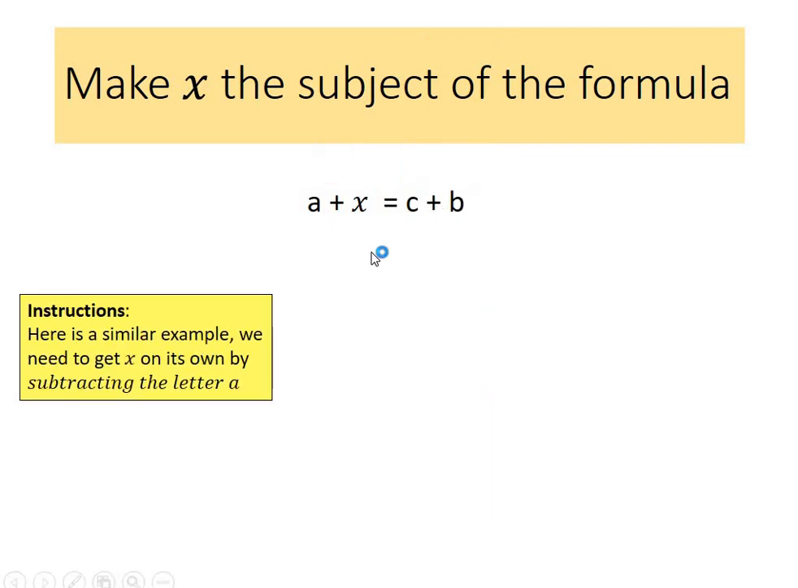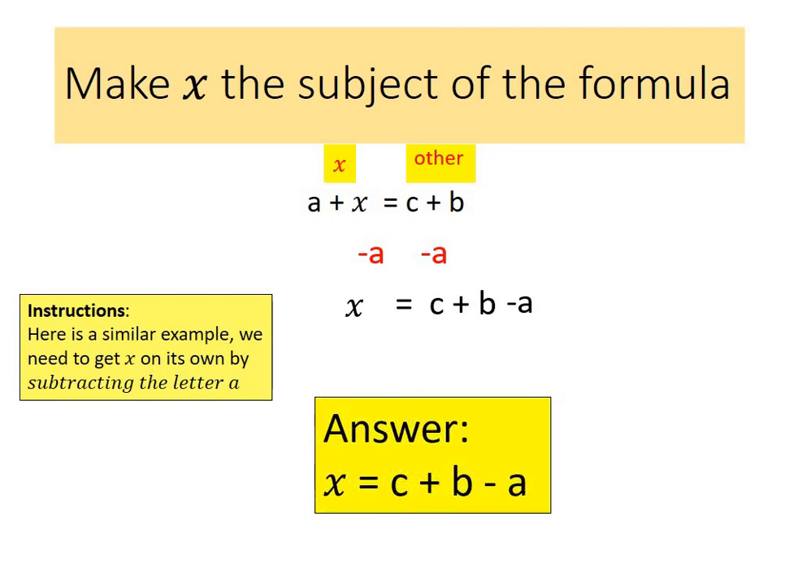For this example, it's very similar. I'm going to label my side. X's are on this side and everything else needs to be this side. So I need to subtract the a again that's on the x side. So subtract a from both sides. That will cancel it out on the x side. You write what is already next to the equals, in this case c plus b, and then we need to include this negative a. So your final answer is x equals c plus b minus a.